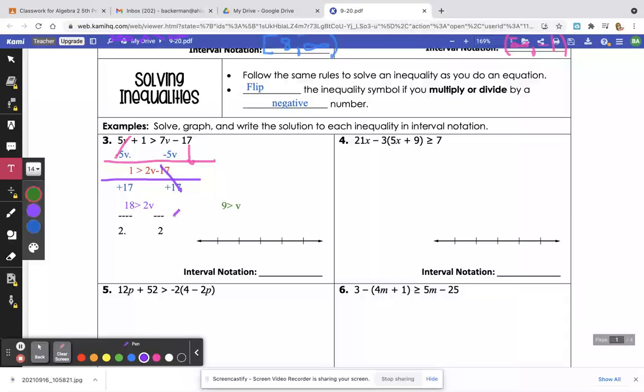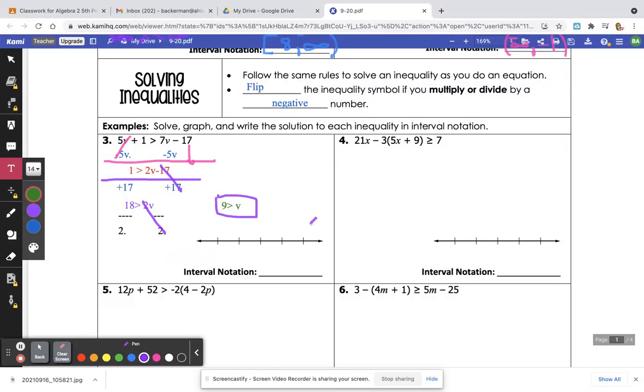We still want V alone, so we're going to divide both sides by 2. We are dividing by a positive, so we do not need to flip the sign. 18 divided by 2 is 9. 2 divided by 2 is 1, so that goes away. So we get V is less than 9.